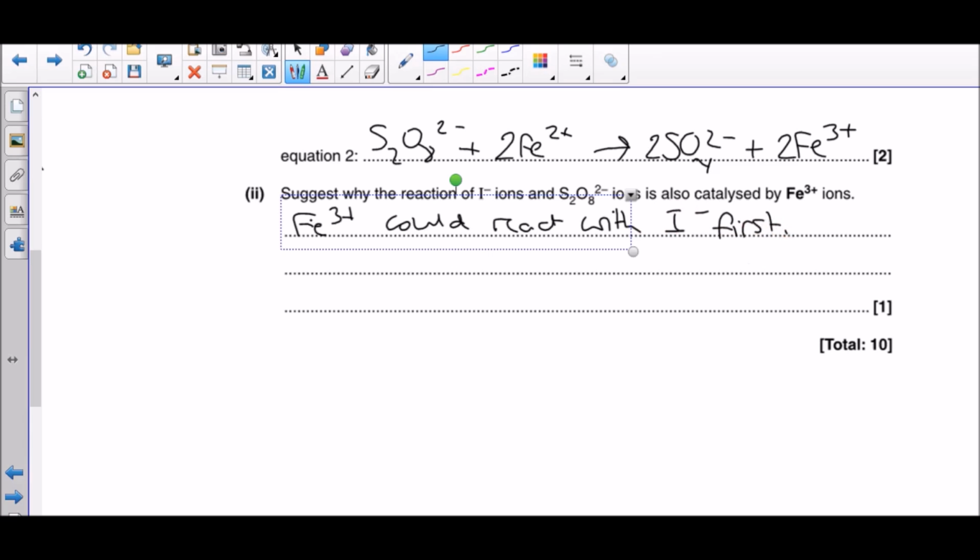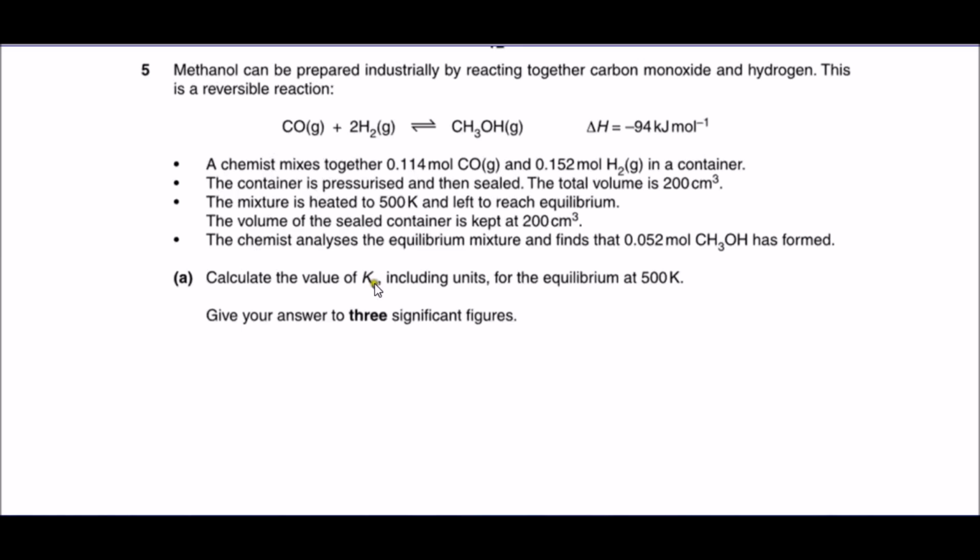And that's question 4. Question 5. This is a KC question. It's quite late on in this paper, the KC question. However, we've got methanol being prepared industrially to make carbon monoxide and hydrogen. So we've got some information here in the bullet points.